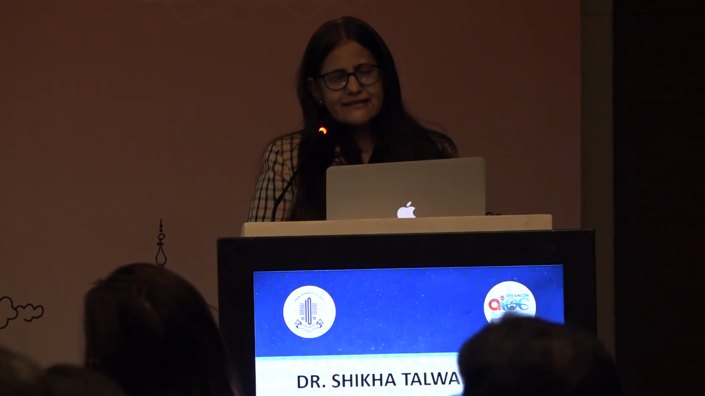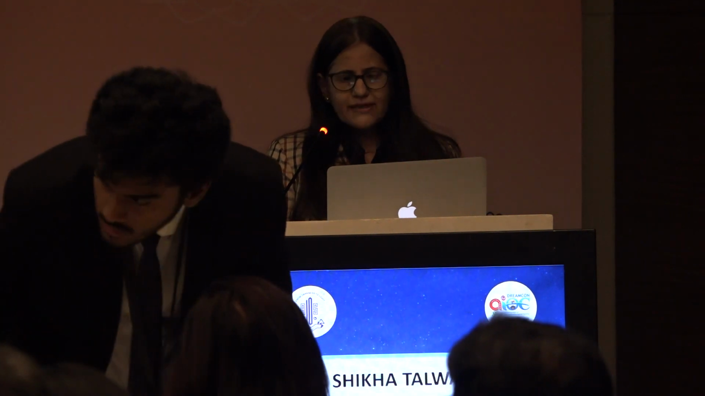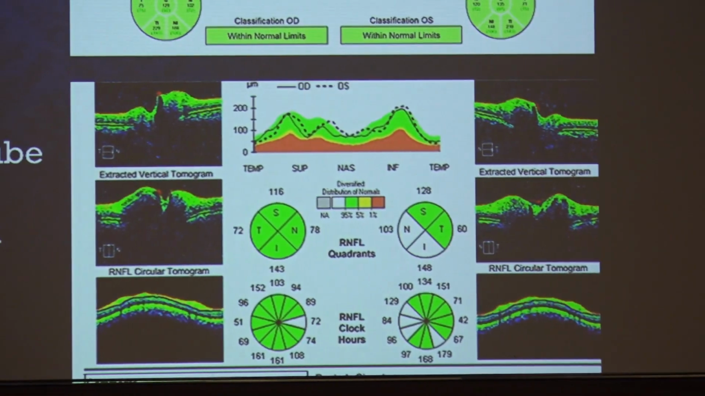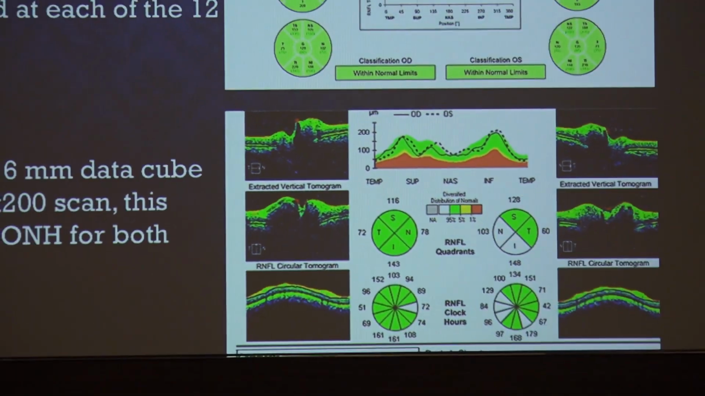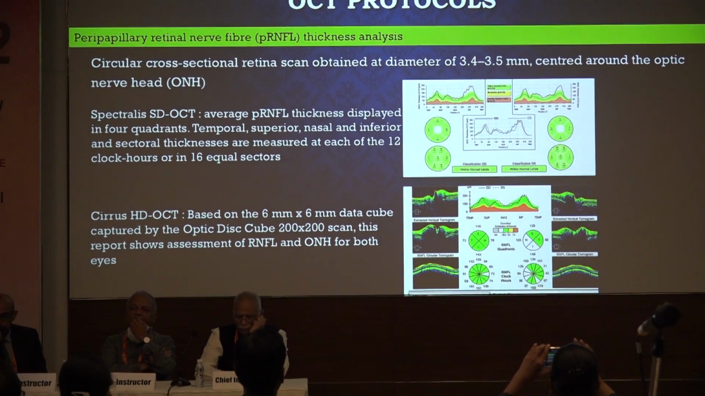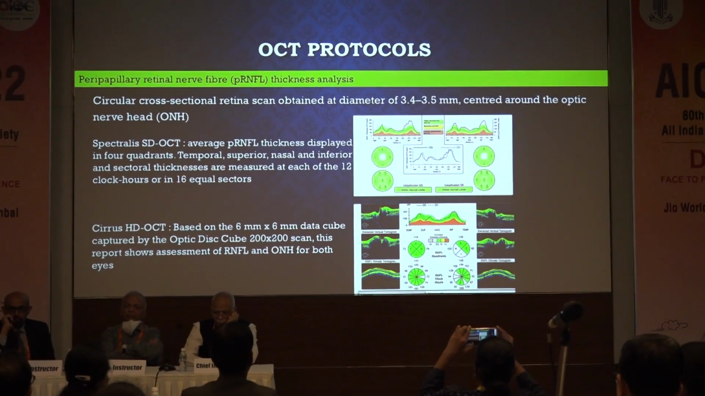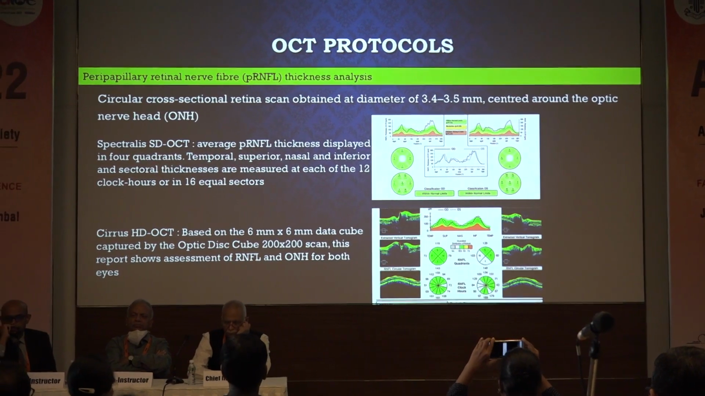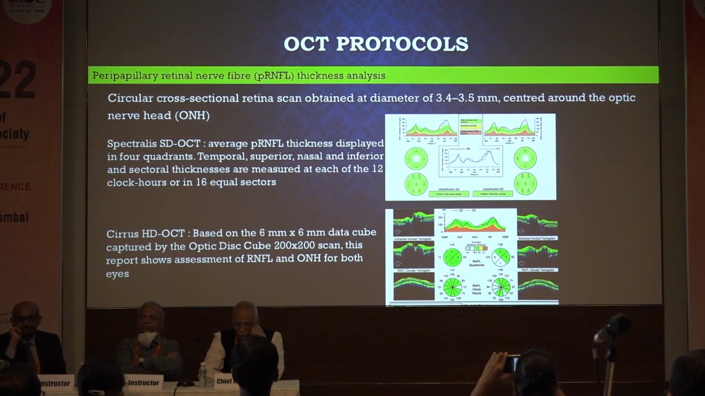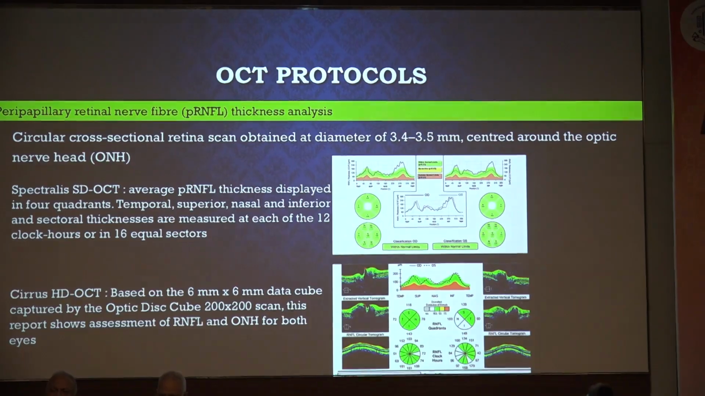In Spectralis, we get the average RNFL thickness in 4 quadrants like this. And in Cirrus, again, 4 quadrant averages are given. Along with that, 12 clock hour averages are given. In the Cirrus machine, these calculations are done based on a 6 millimeter by 6 millimeter data cube, which is captured by using the optic disc cube 200 by 200 scan, and this is the output.